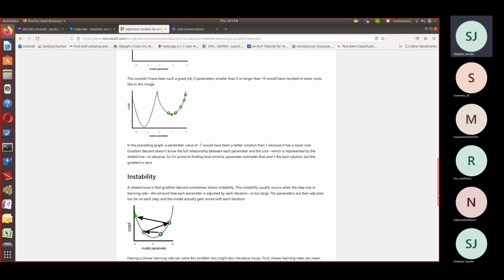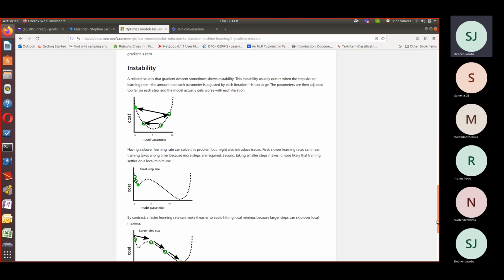The other problem is instability. A related issue is that gradient descent sometimes shows instability. This instability usually occurs when the step size or the learning rate, the amount that each parameter is adjusted, is too large. So you get this continued undershoot, overshoot, undershoot, overshoot, and you never actually find the 0 point because you're undershooting and overshooting each time. Eventually you might get it because, as you can see, having a slower learning rate can solve the problem, but might also introduce other issues.